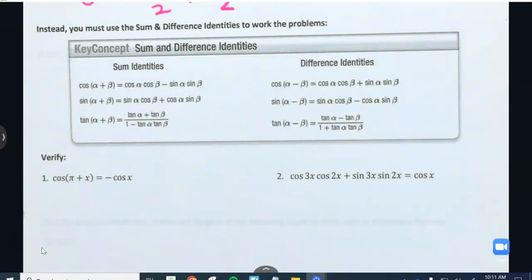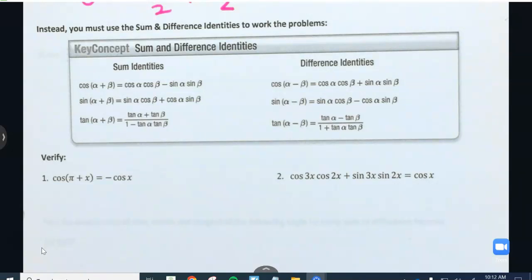But here's what you need to remember. Obviously, this is a cosine identity because it says cosine. If I covered this up, I still know that's a cosine identity because cosine is written first. So in expanded form, on the other side of the equal sign, whichever trig function is written first is part of the identity. So without looking at the parentheses, I know that's a cosine identity, I know that's a sine identity, I know that's a tangent identity.